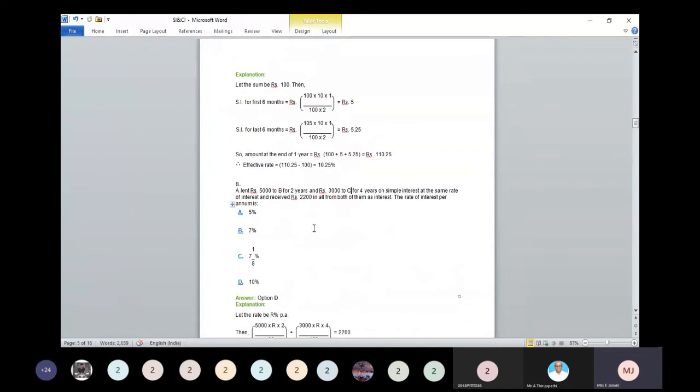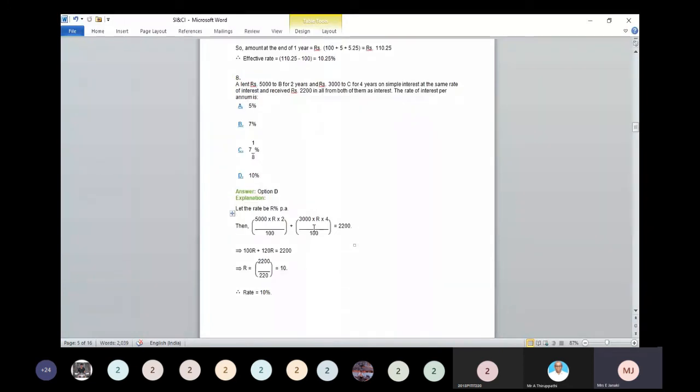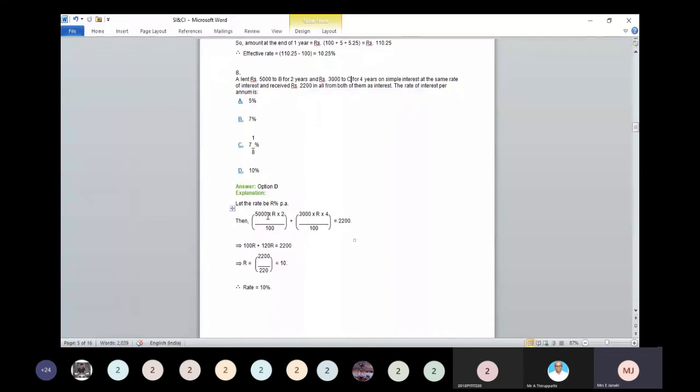Same model. In this problem, the P value is given for B, and for C the P value is given, and the rate of interest is not given, so take that value as R. Okay, so P, R, and T. What is T? The period. So for B, the period is 2 years. So take PRT divided by 100. So for B, take the period as 2 plus.